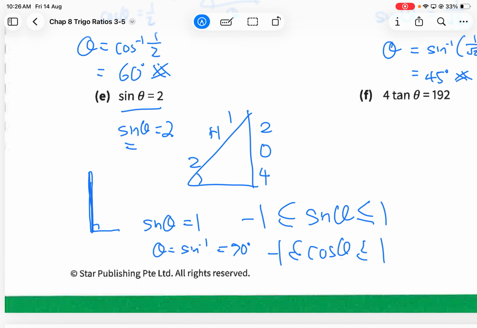Wait, answer one question. Can my tangent theta be 2? Can or cannot? Why? No. Wrong.